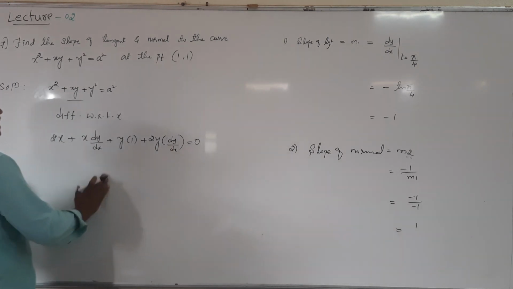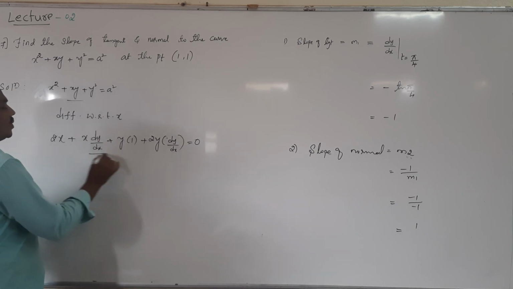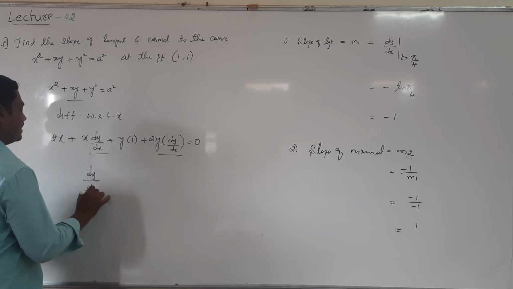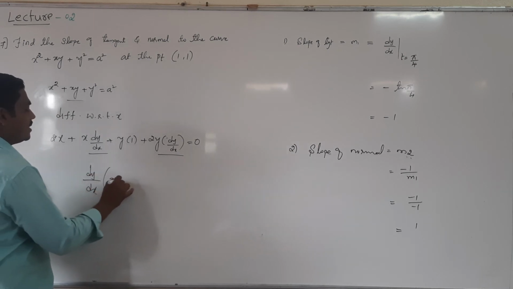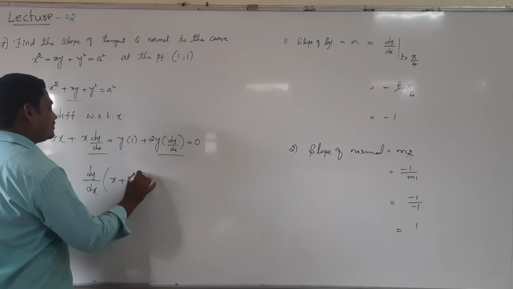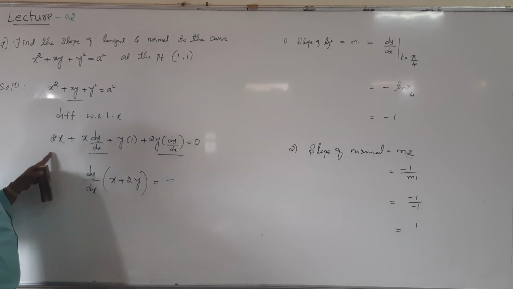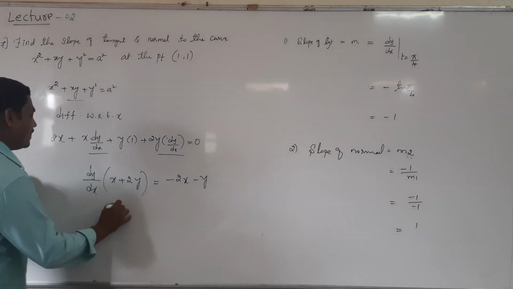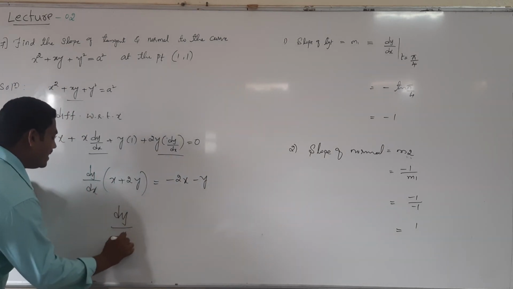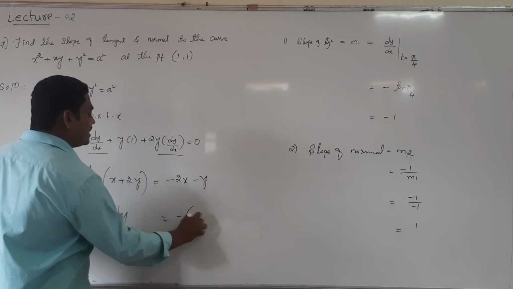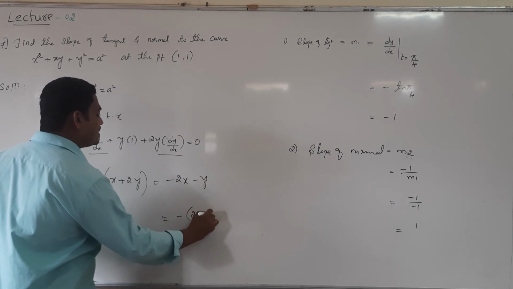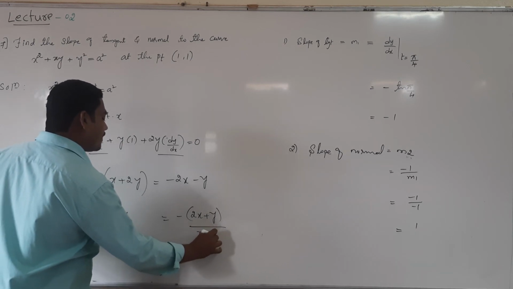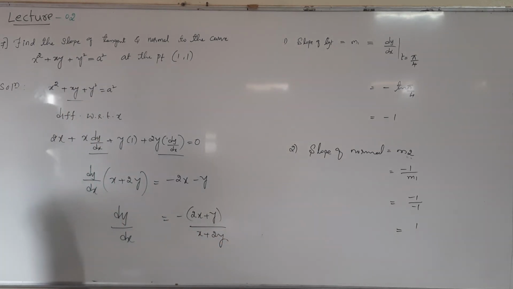Now collect dy by dx terms one side. Among these two terms I will take dy by dx common, and remaining terms send it to RHS. x plus 2y, remaining two terms send it to RHS, minus 2x minus y. Then dy by dx equal to minus, taking common, 2x plus y divided by x plus 2y. This is our dy by dx.